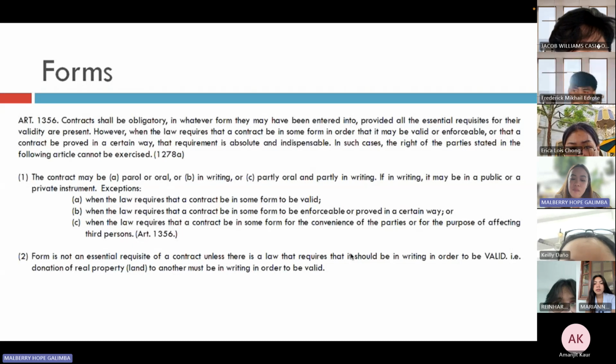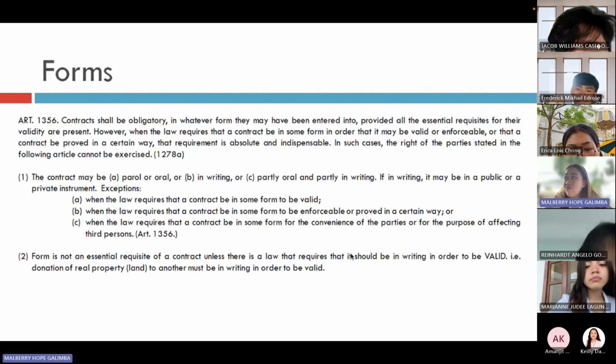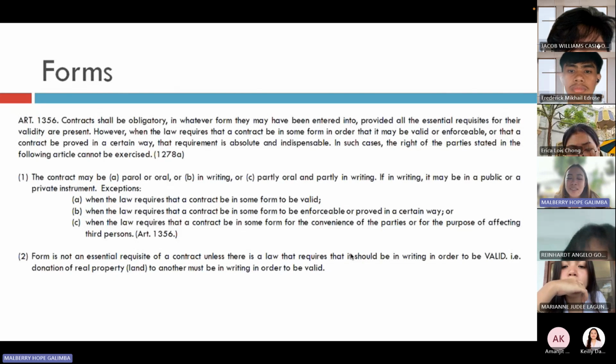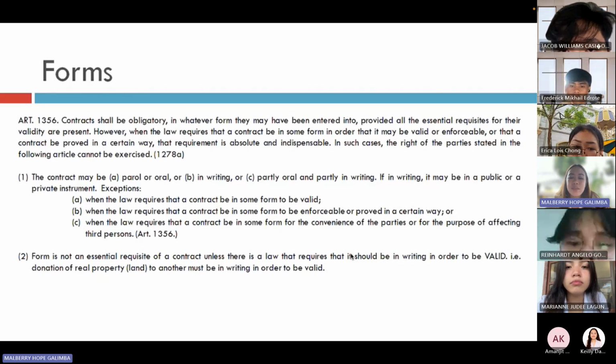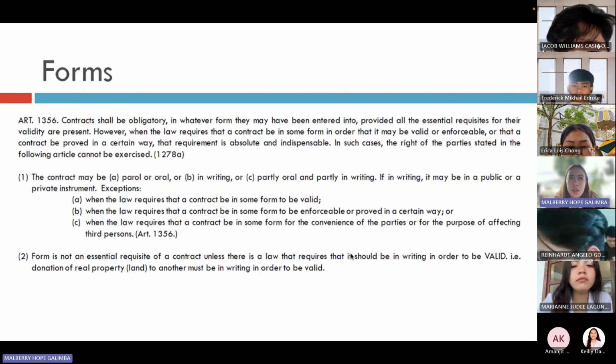However, in these three instances mentioned under or enumerated under item 1, number 1, unless there is a law that requires that a contract be in a certain form in order to be valid, then form in that particular contract is an essential requirement for the validity of that particular contract. As I said, the contract does not require a specific form. It could either be in writing or orally made or partly oral and partly in writing.